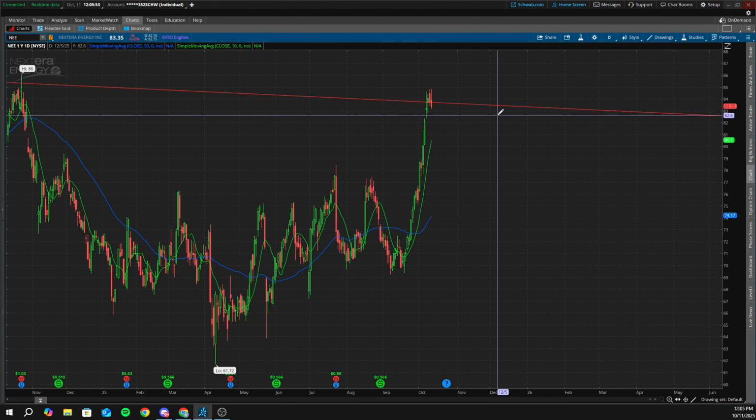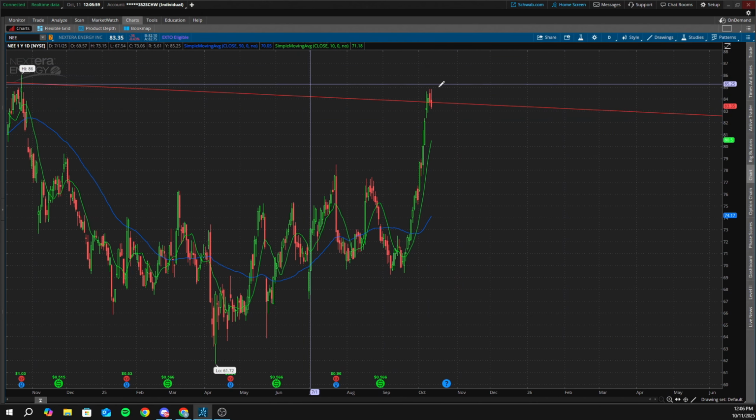That's what all these individual plays are, a break of the high of a day, and it's breaking out of a range or something like that. So yeah, that was one we took.